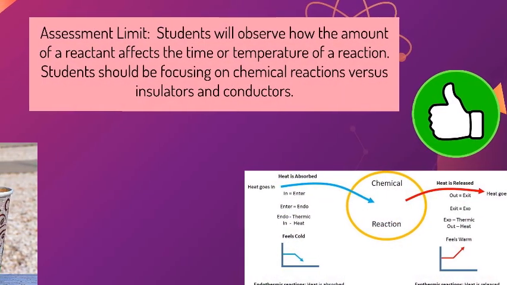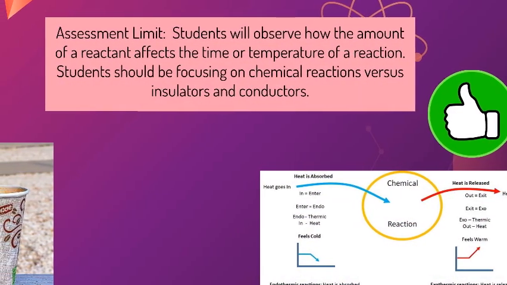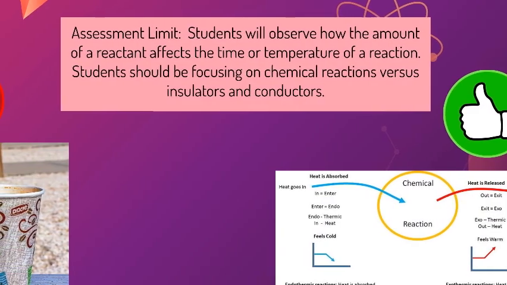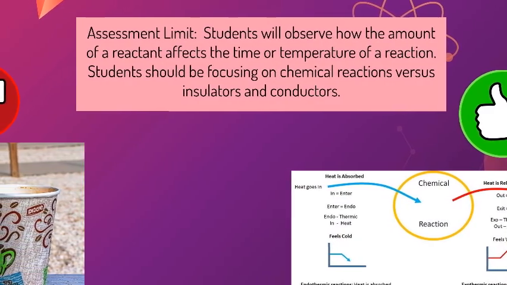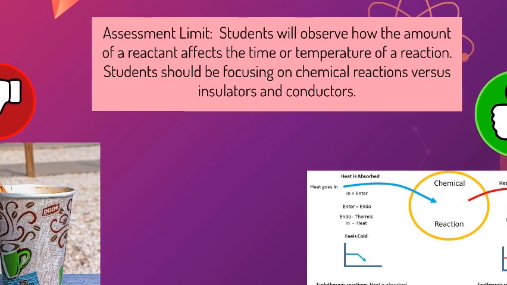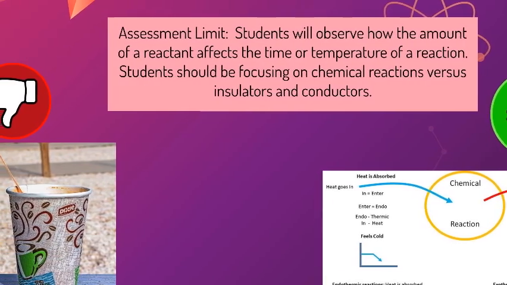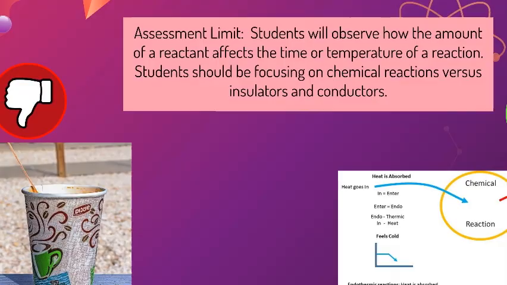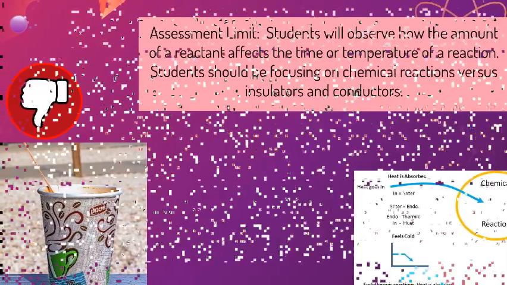What students do not need to know. The assessment limit: students will observe how the amount of a reactant affects the time or temperature of the reaction. So students should be focusing on chemical reactions versus insulators and conductors.